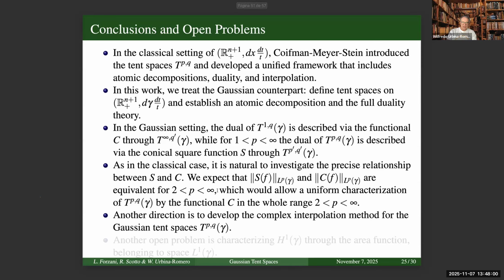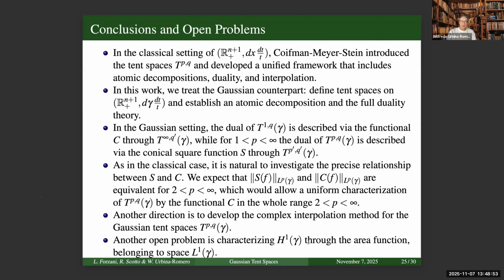And also the H1 Hardy space has been a very tough problem. We don't know if we can work with the area function. For instance, something that I was thinking recently is whether we can use the atomic decomposition, as in the classical case, to prove continuity of the Gaussian singular integral. This is not clear at all.